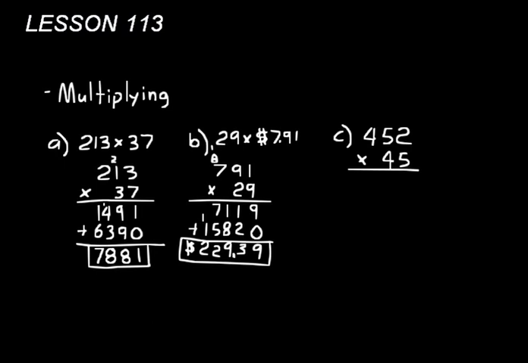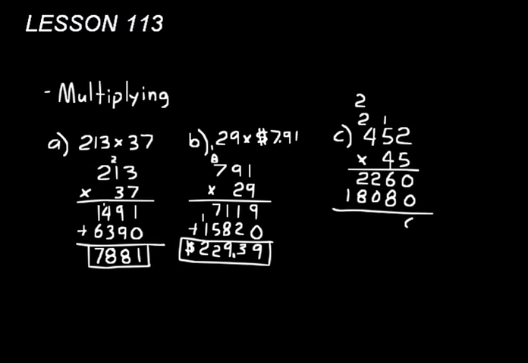Let's do one more. 452 times 45. So we'll multiply 452 times 5 first. 5 times 2 is 10. 5 times 5 is 25, plus 1 is 26. And then 4 times 5 is 20, plus 2 is 22. Now we multiply 452 times 40. We just ignore the 0 in 40, just put it right there and do 452 times 4. 4 times 2 is 8. 4 times 5 is 20. Carry a 2. And then 4 times 4 is 16, plus that top 2 there, and that would be 18.